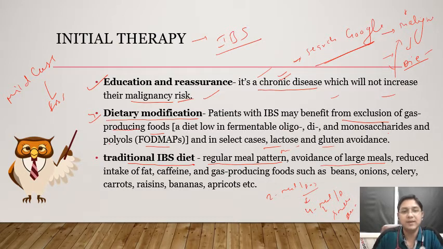And the FODMAPs which we have already discussed have to be excluded from the diet, and they are caffeine, gas-producing foods, beans, onions, celery, carrot, fruit, banana, apricot. There is a long list of FODMAPs which we have to ask the patient to avoid. But sometimes it becomes very difficult to exclude each and everything. So what we can say is, just reduce the quantity, do not take too much of these foods. That is also sufficient. And making his diet pattern regular with small meals is the only thing the patient needs in mild cases.